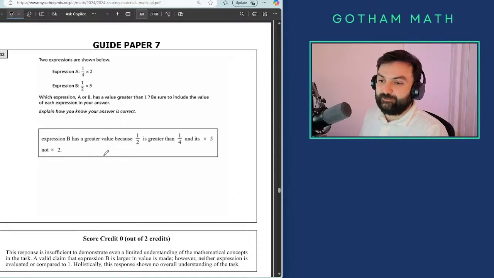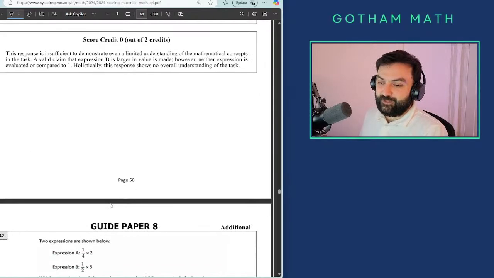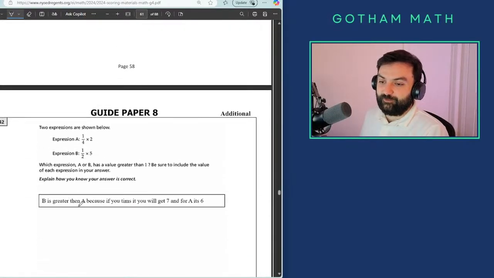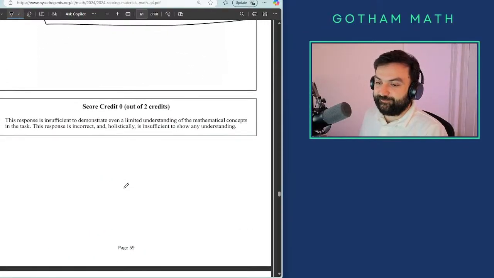I'll agree with that. Expression B is greater value because 1 over 2 is greater than 1 over 4. Okay, that doesn't make sense. 1 over 2 is greater than 1 over 4, times 5, not times 2. What does that mean? I don't know. 0 you get. What is this? B is greater than A. If you times it, you will get 7. And for A, it's 6. I don't know where it's coming from. This is wrong. I know where he's getting it from.